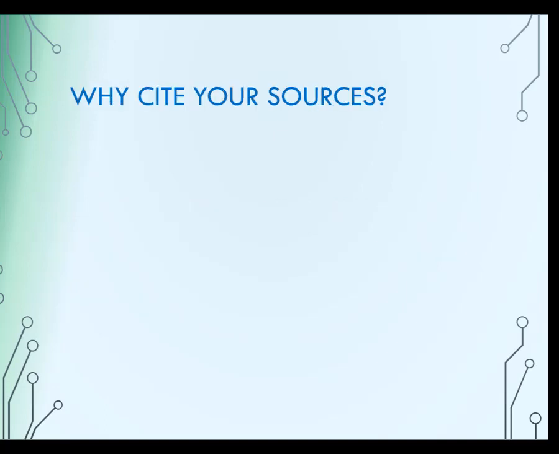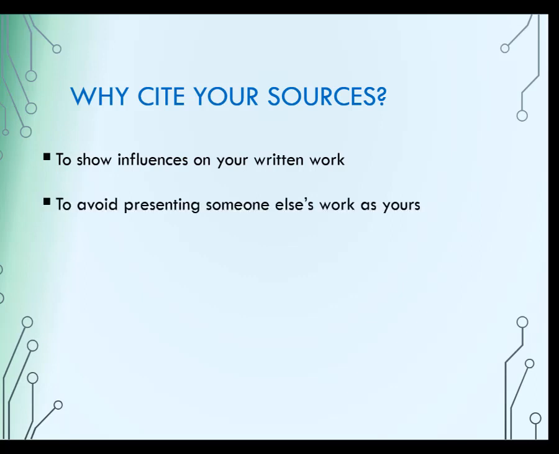So, what is the point of citing your sources? To show influences on your written work. Academic writing builds on the work of others who have gone before. You need to tell readers who you are responding to and getting information from. To avoid presenting someone else's work as your own. Of course, to avoid plagiarism, you need to acknowledge the work of others.